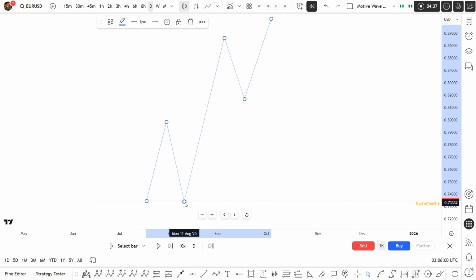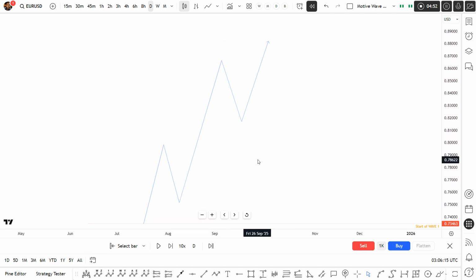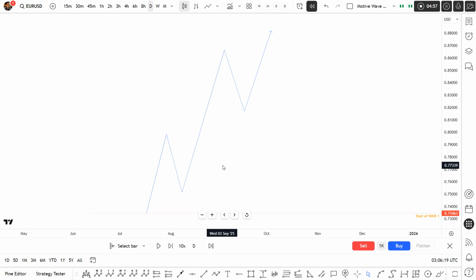Now, but if it ends around somewhere here, or here, or here, it's still intact. The only thing is that it should never retrace 100% of wave 1. If it did, our counting is wrong. Okay? Now, wave 3 should not be the shortest among the whole move of the 5 waves.